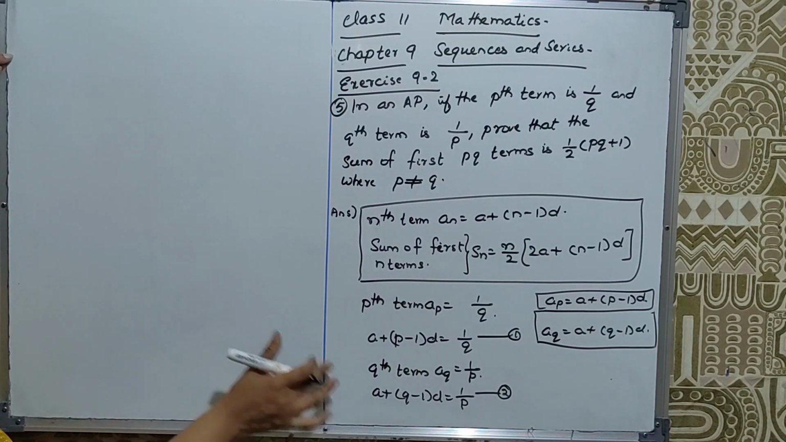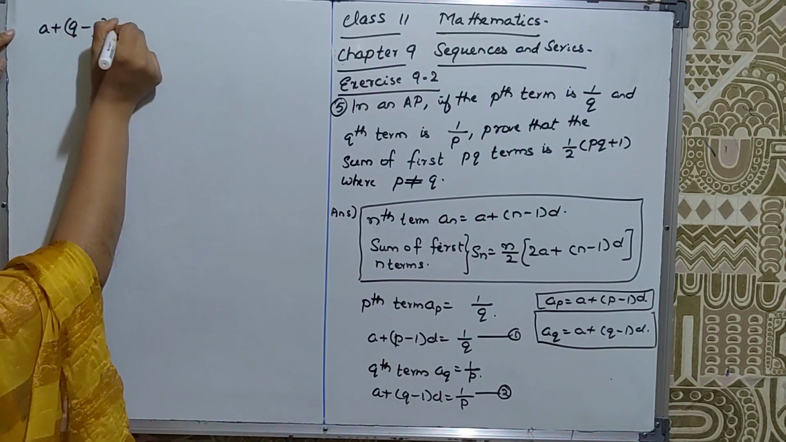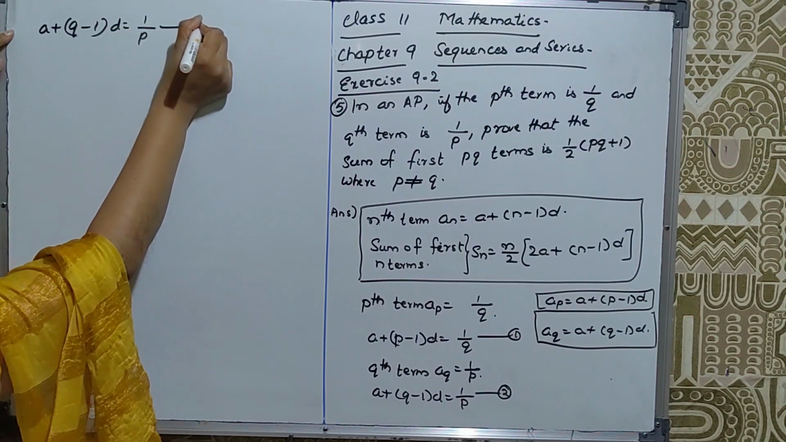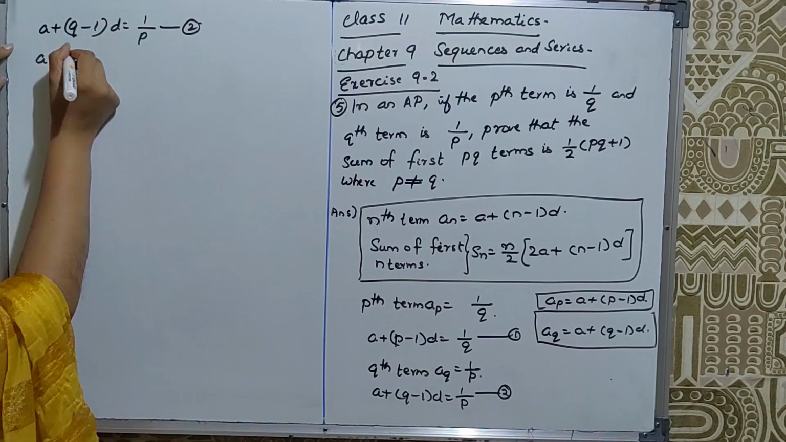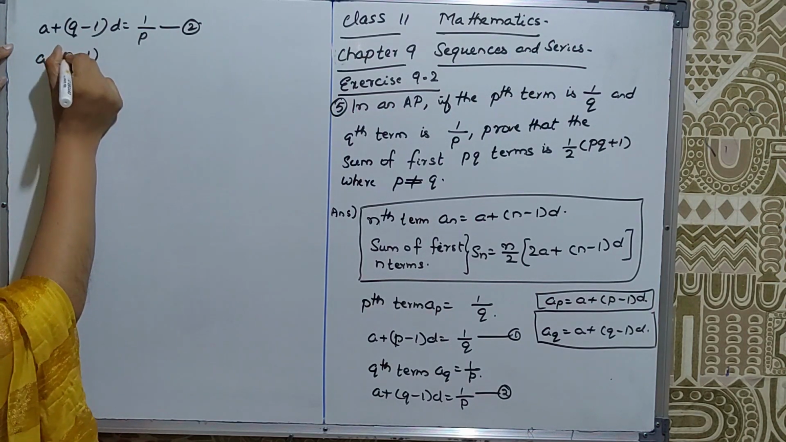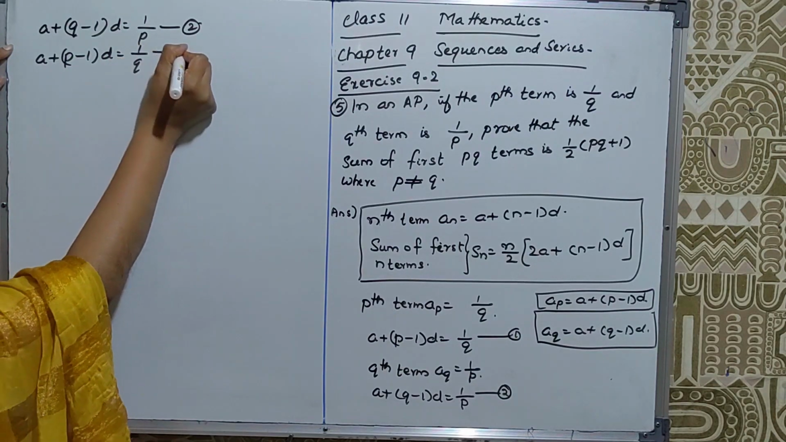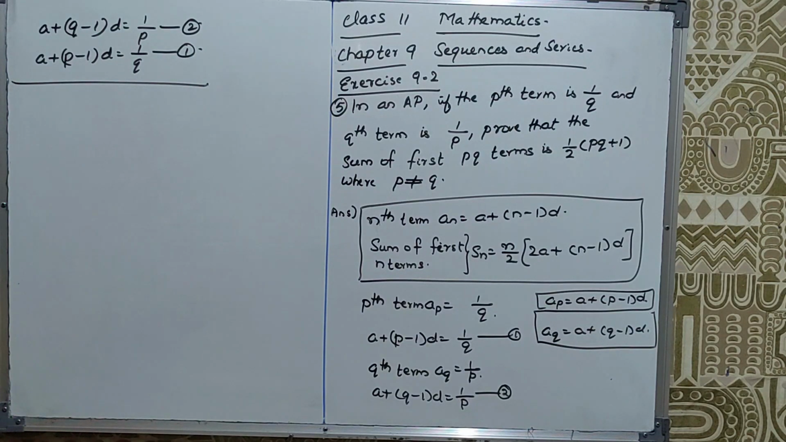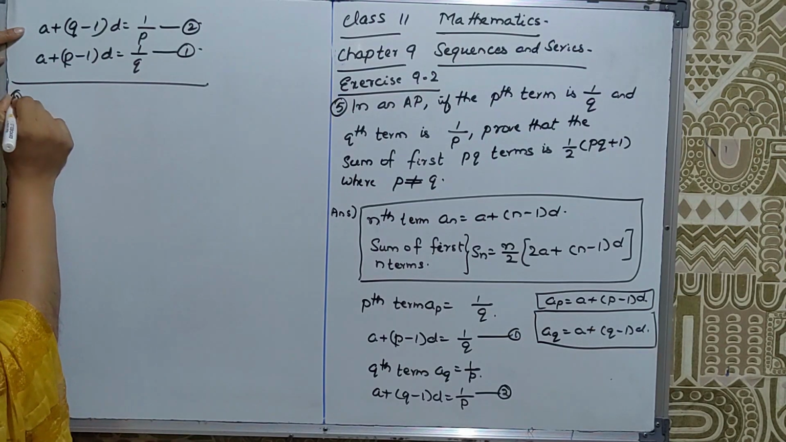Now you can write equation number 1 below 2. So I'll repeat equation number 2 here: a plus q minus 1 into d equal to 1 by p. Equation number 1 I'll write below that one: a plus p minus 1 into d equal to 1 by q. I will subtract these two equations. So I am subtracting now, equation number 2 minus 1.